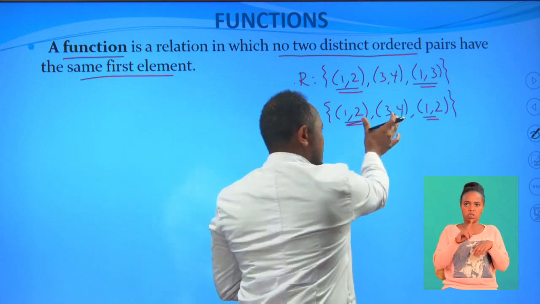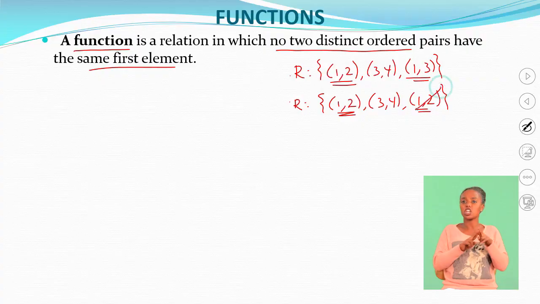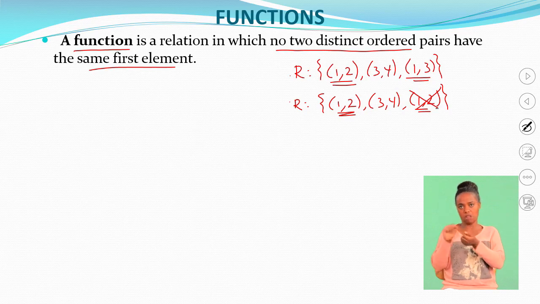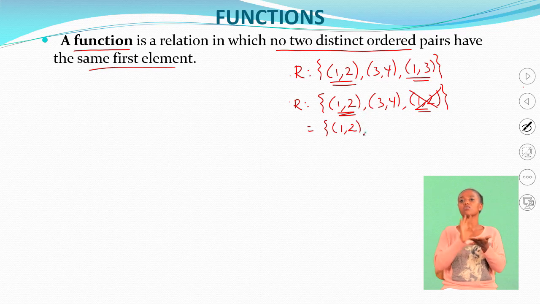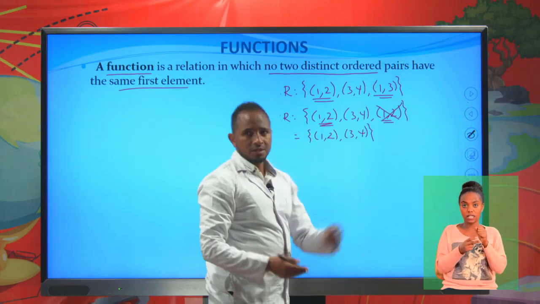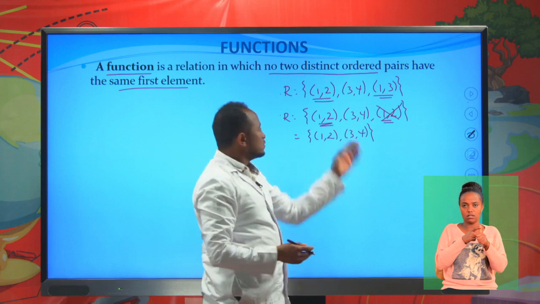So this relation means you can just cancel this one. So I can write this in this form: 1 comma 2 and 3 comma 4. So as you can see, no first ordered pair is repeated. Hence this will be a function.